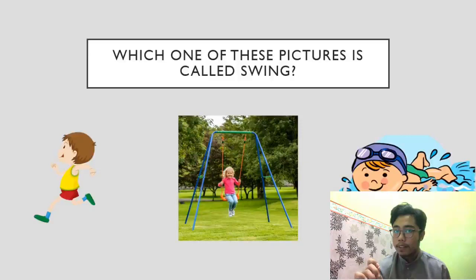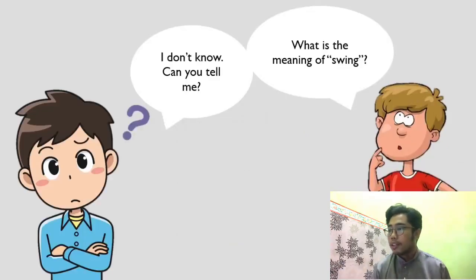I know this may sound confusing. Number 2 is swing, number 3 is swim. Swim, with my lips closed like this. Swim, and then swing. You can see my teeth. Swing, swim. So number 2 is swing. Now look at these boys. The red one said, "What's the meaning of swing? I don't know. Can you tell me?" His friend answered, "I can't answer that."